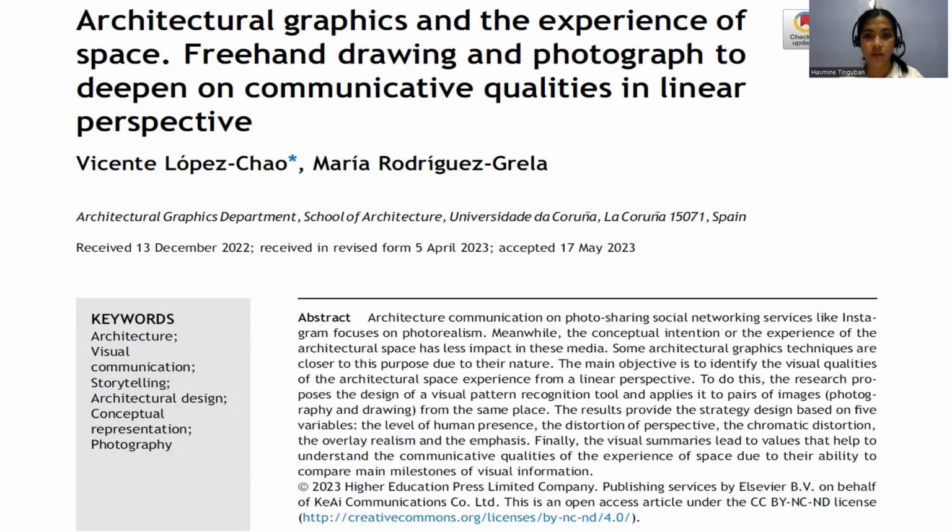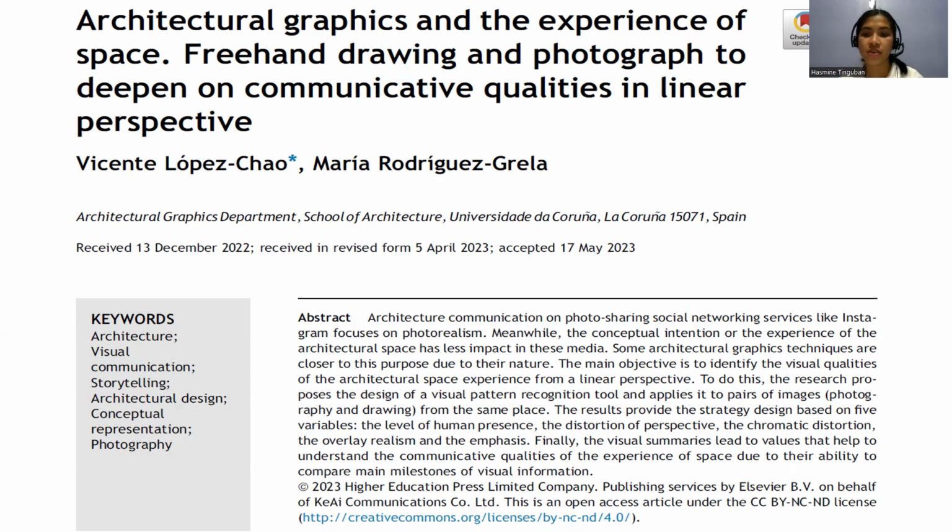Architecture communication on photo sharing social networking services like Instagram focuses on photorealism. Meanwhile, the conceptual intention or the experience of the architectural space has less impact in this media. Some architectural graphics techniques are closer to this purpose due to their nature. The main objective is to identify the visual qualities of the architectural space experience from a linear perspective. To do this, the research proposes the design of a visual pattern recognition tool and applies it to pairs of images, photography, and drawing from the same place.